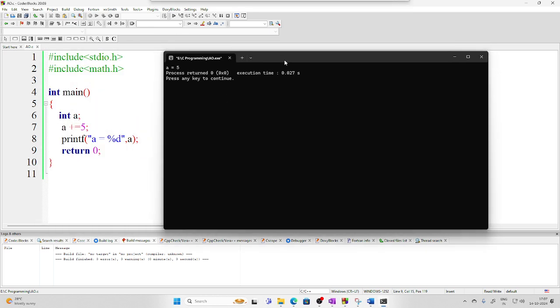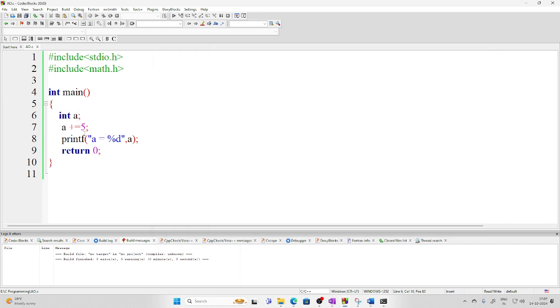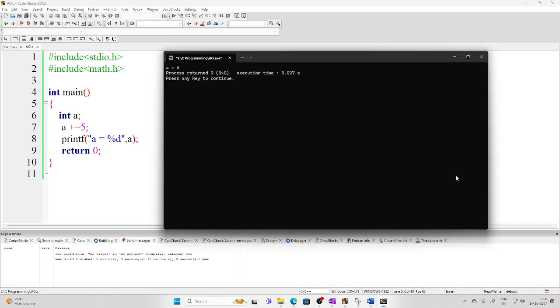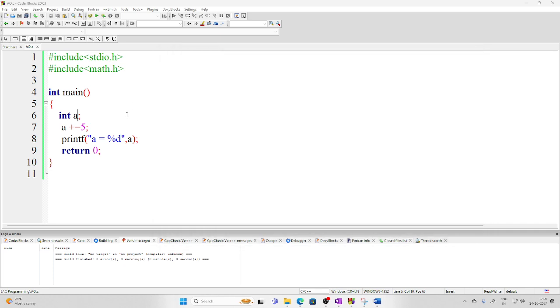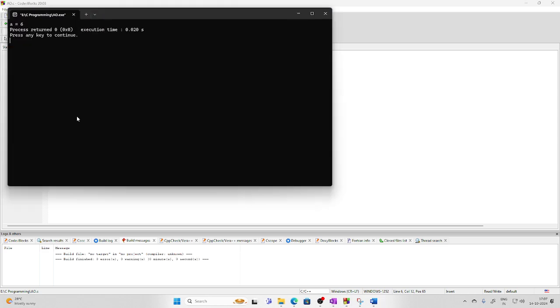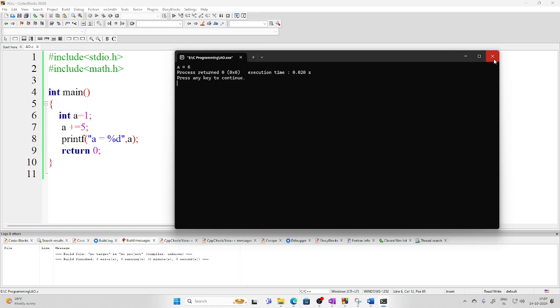So now you can see, previously a was not having any value. So let me provide the value to a. Let's say a = 1. Now I am adding 5 to this a, so it will become 6.